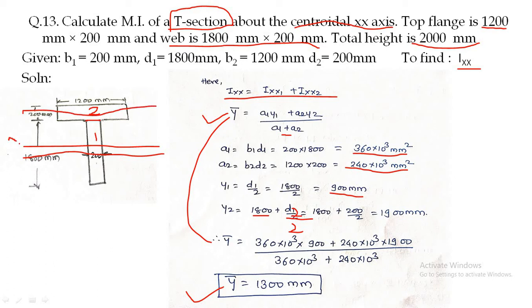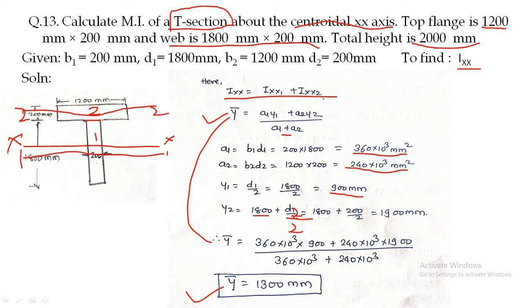So if this is the distance of y1 from the bottommost and this is the distance of y2 from the bottommost section, somewhere over here our x axis, or the horizontal central axis of the whole plane, will be. Now we are done with y bar, now we have to calculate Ixx1 plus Ixx2.